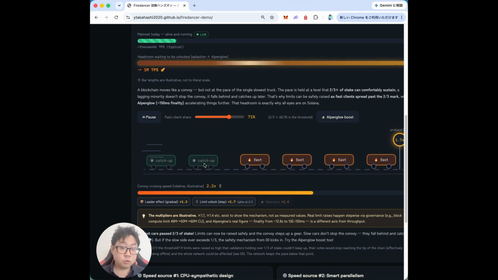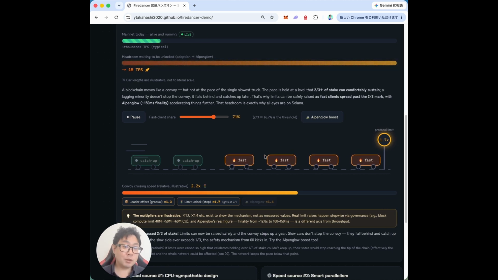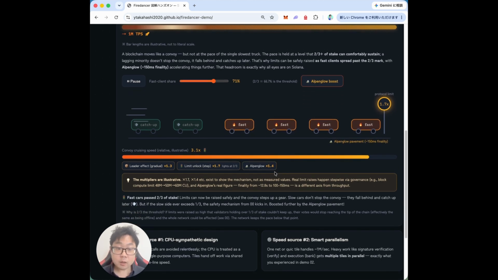And on top of that, a protocol upgrade called Alpenglow is set to dramatically shorten transaction finality to around 150 milliseconds. And note that the multiplier numbers in the demo are just examples to illustrate the mechanism.